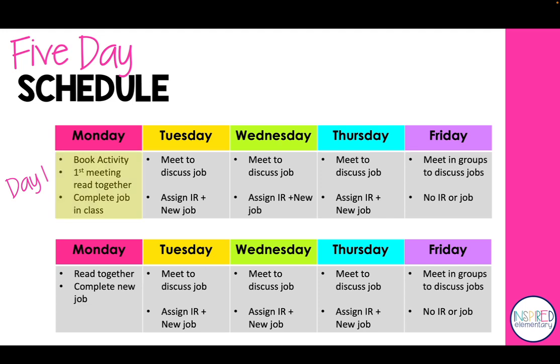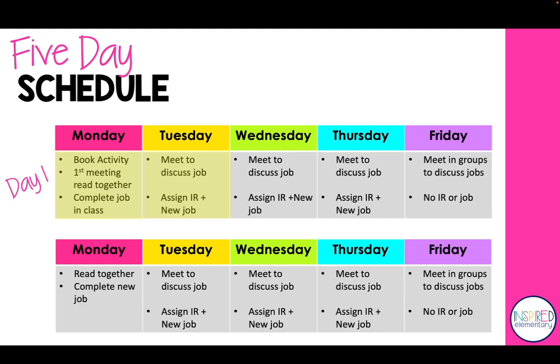We'll take a closer look at day 1 in a few slides, but I always open up with some sort of book activity. Then students meet together in their literature circle group and read their first assigned section of text together. After reading together, I let students independently work on their job sheets in class. This allows me to answer any questions that students might have.